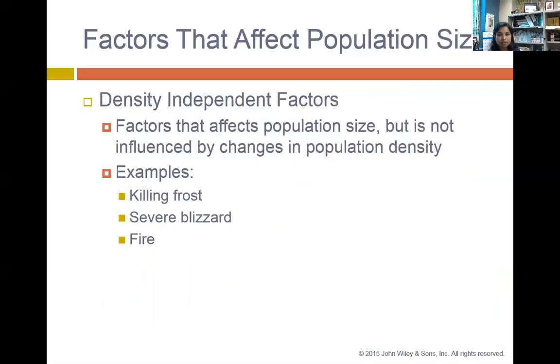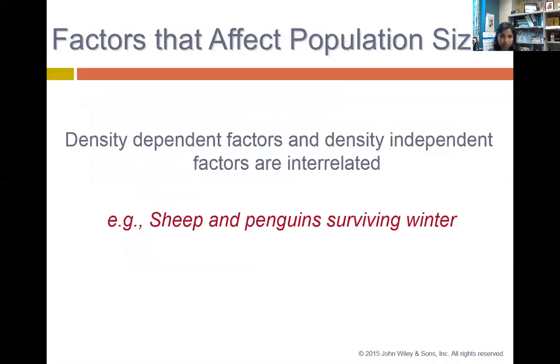Density independent factors are those factors whose effect on the population is not dependent on the population size, like frost, blizzard, fire, flooding, right? It really doesn't matter how big a population is, flooding is going to happen and organisms in the way are going to get affected, right?